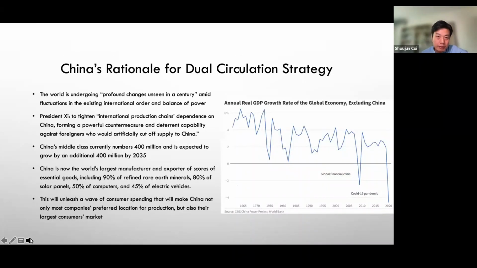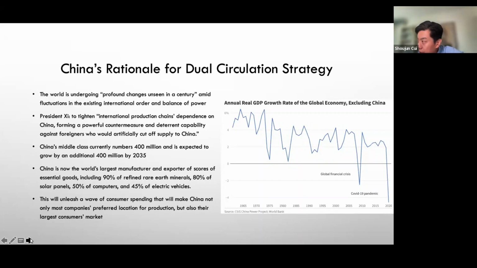The rationale for China's dual circulation strategy is the change of the domestic environment and the international environment. China believes the world is undergoing profound change unseen in a century. As you can read from China's President Xi Jinping, he always quotes this remark: "Profound change unseen in a century, amid the fluctuation in the existing international order and balance of power."